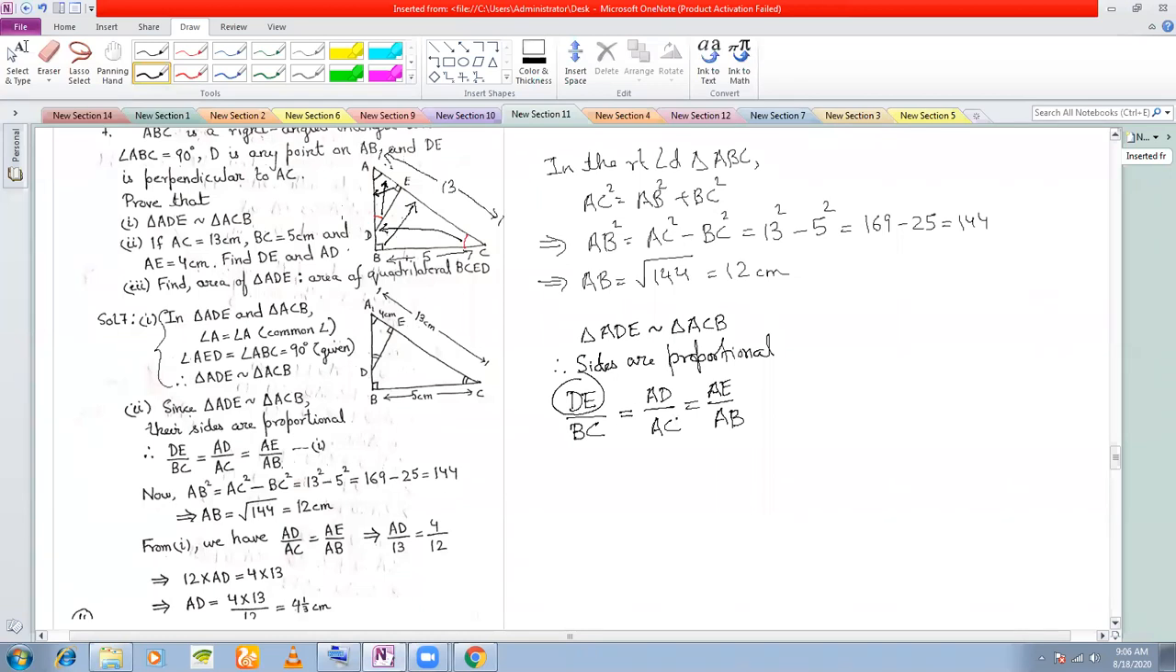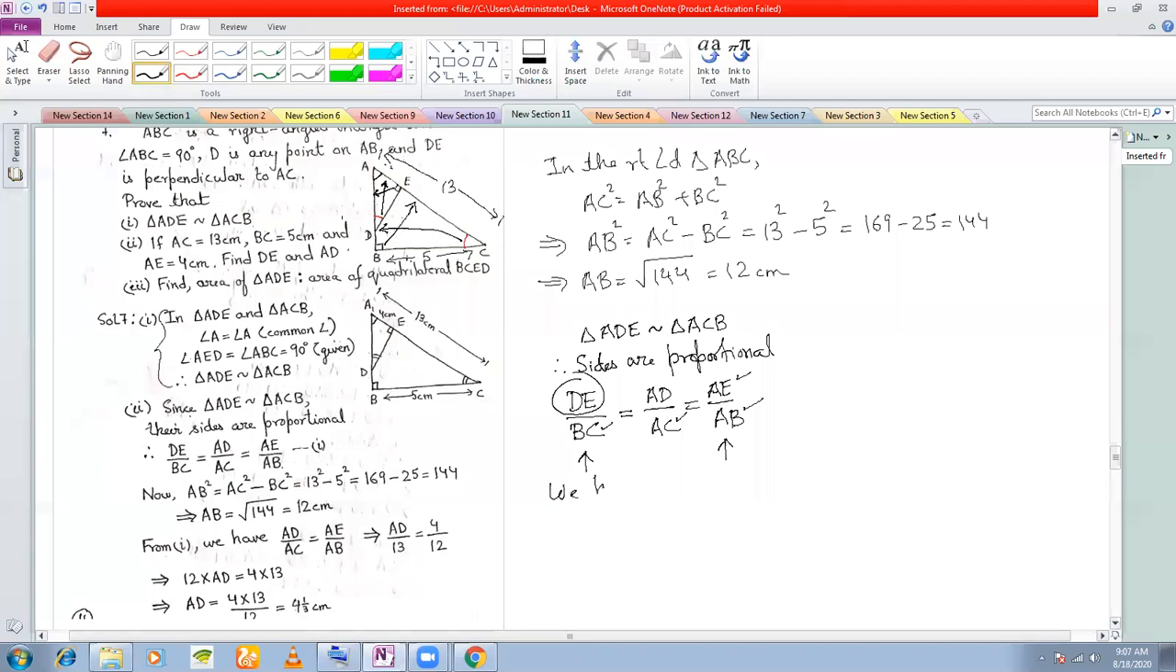What is given to me? AC is given to me, so this I know. BC is given to me. What else? AE is given to me, and AB we have found out. So we'll consider the first and the third equalities in order to find DE.